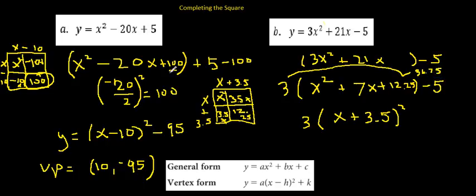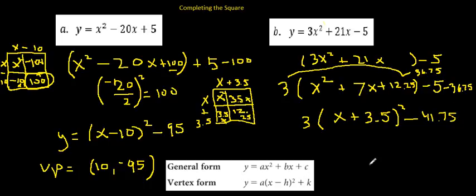Now, like when we added 100 here, there was no factor here, so we would just do the opposite and subtract 100 to cancel that out or balance it out. And so here, if we actually added 36.75, we want to subtract 36.75, and that would be minus 41.75.